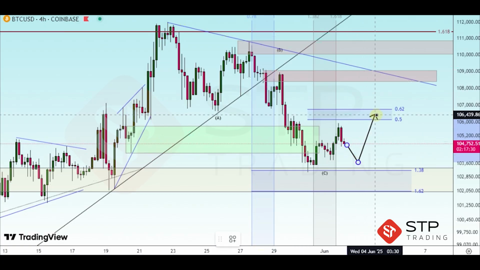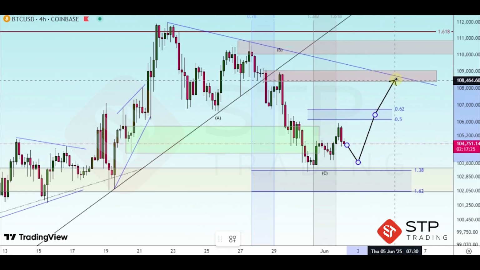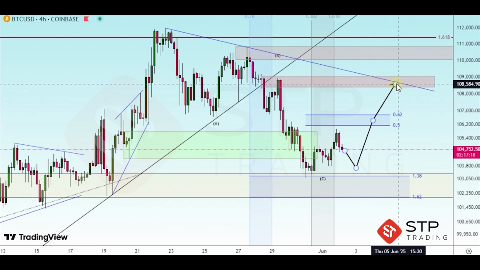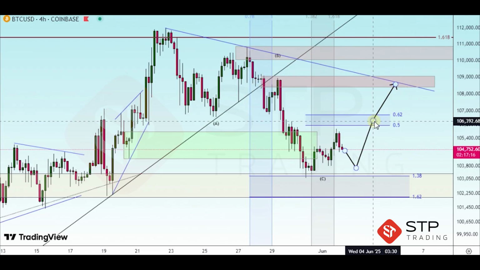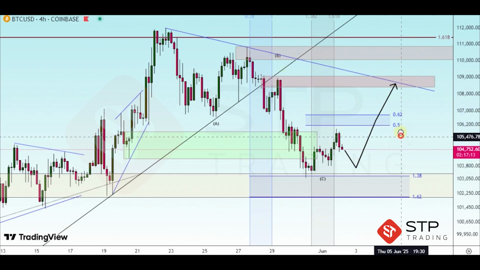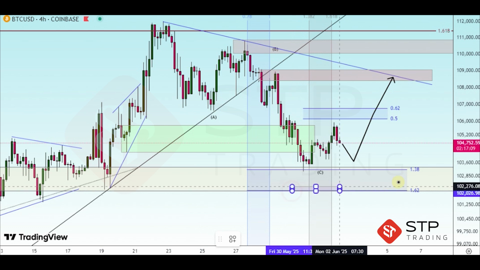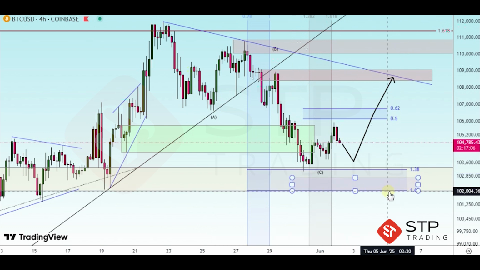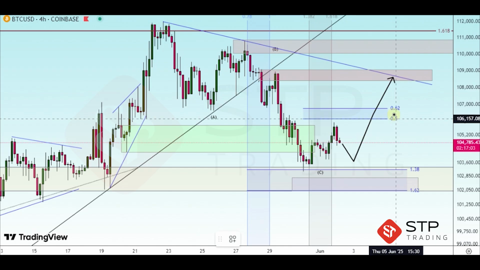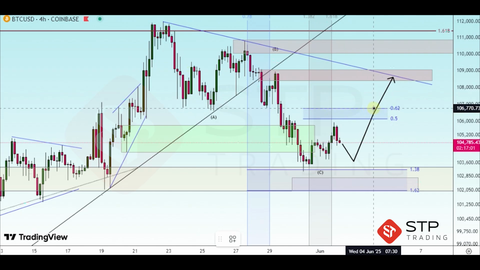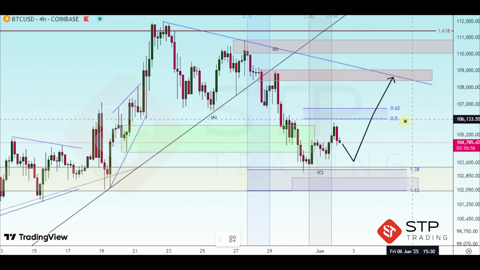If the price manages to move beyond the 61.8% level, the bullish trend may continue toward the resistance zone. Breaking and holding above this level could then push the price further upward. Currently, we are watching two main areas: the 162 level as support and the 61.8% level as resistance. A breakout from either zone could trigger a short-term bullish or bearish move on this chart.